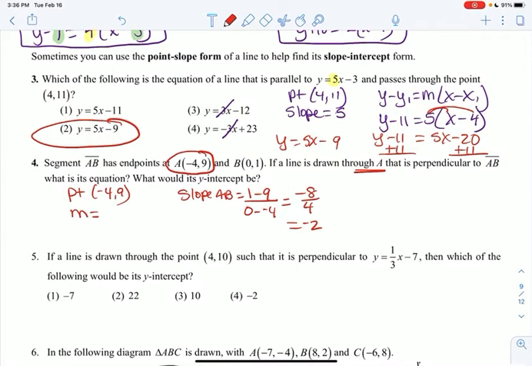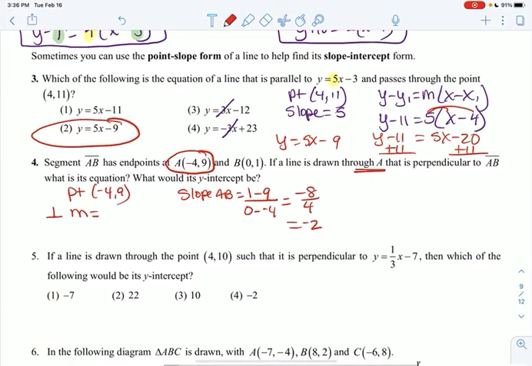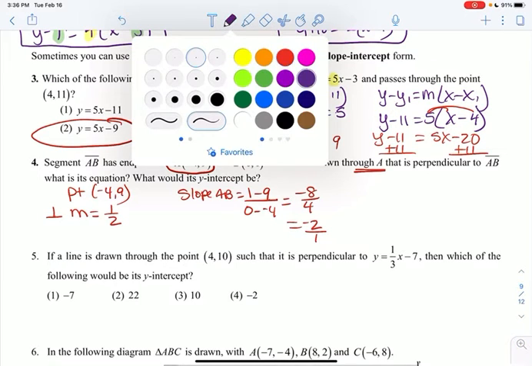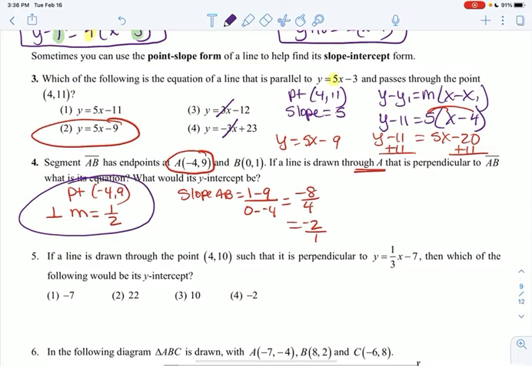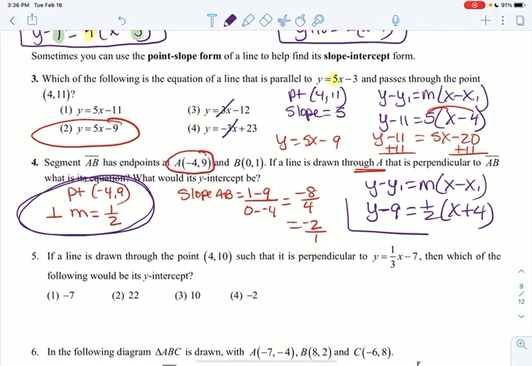But I want the perpendicular slope. So the perpendicular slope, remember, I need to flip it and change the sign. All right, so now I have my slope and I have my point. And I'm going to use those right over here in my equation. So y minus y1 equals m parentheses x minus x1. Y minus 9 equals 1/2 parentheses x minus negative 4. And that's it. This one I don't need to simplify because I can just leave that as my answer. That is an acceptable answer.